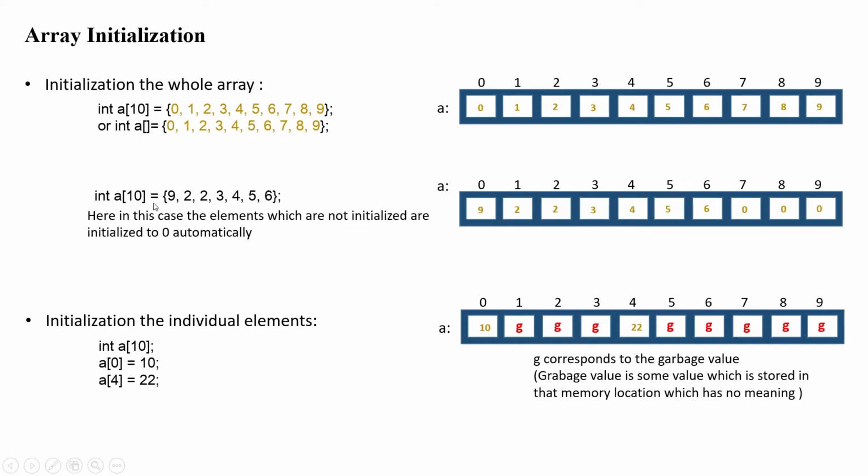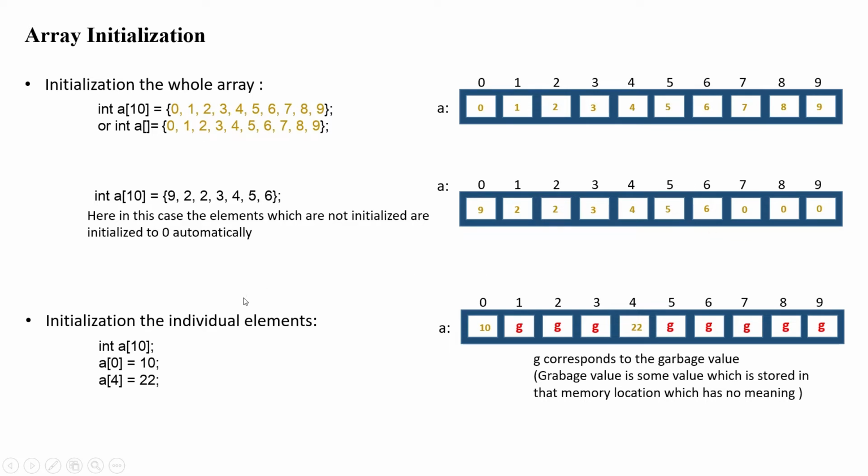What happens if you initialize only some of the elements, as I said before? If you initialize only some elements, as the size of the array is declared as 10, the array will have 10 elements, but only 7 elements are initialized here. So the first 7 elements will be initialized to the values entered here, and the rest of the elements will be initialized to 0 automatically.